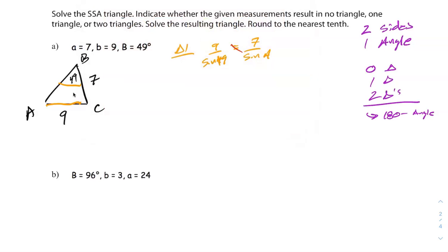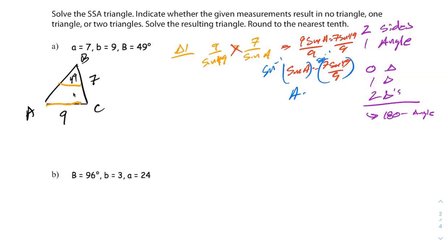Let's solve this. Cross multiply. You get 9 sine of A equals 7 sine of 49. Divide by 9. Sine of A equals 7 sine of 49 divided by 9. Inverse sine of both sides. And I get A equals 35.9. So that's my first angle, 35.9.